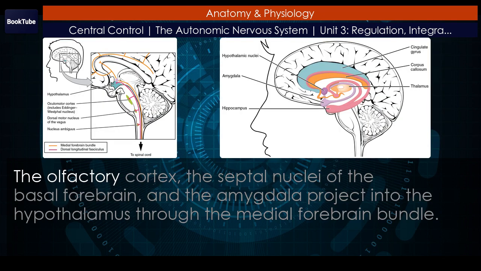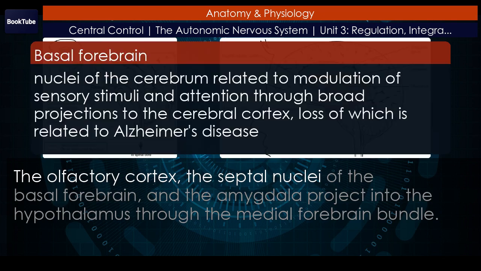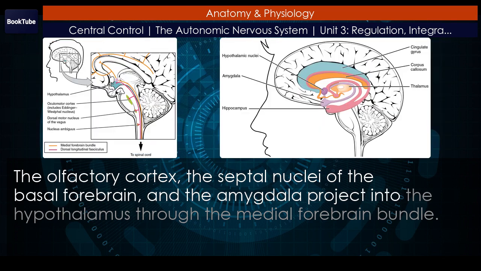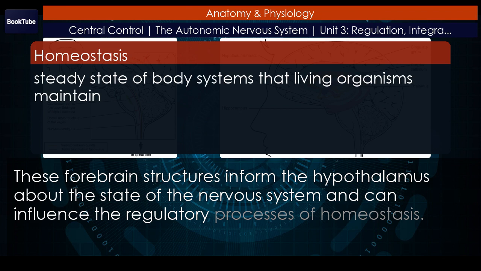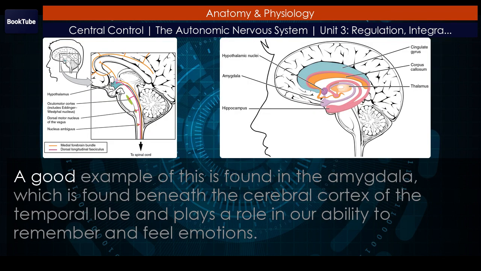The hypothalamus also receives input from other areas of the forebrain through the medial forebrain bundle, the olfactory cortex, the septal nuclei of the basal forebrain, and the amygdala project into the hypothalamus through the medial forebrain bundle. These forebrain structures inform the hypothalamus about the state of the nervous system and can influence the regulatory processes of homeostasis.